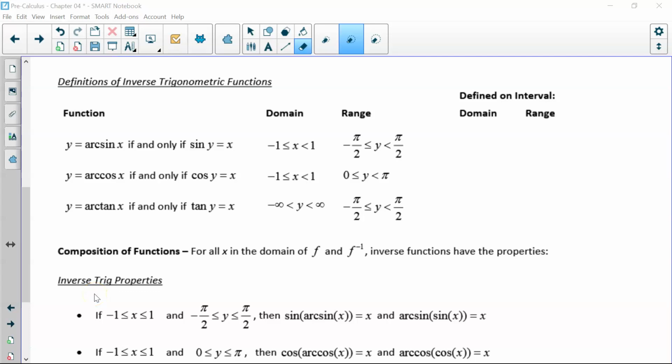Welcome back to part 4, section 4.7. So we're going to be looking at still more of these inverses.